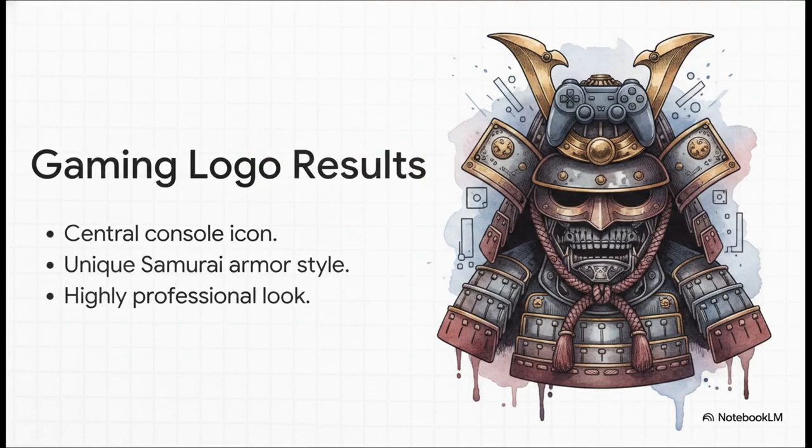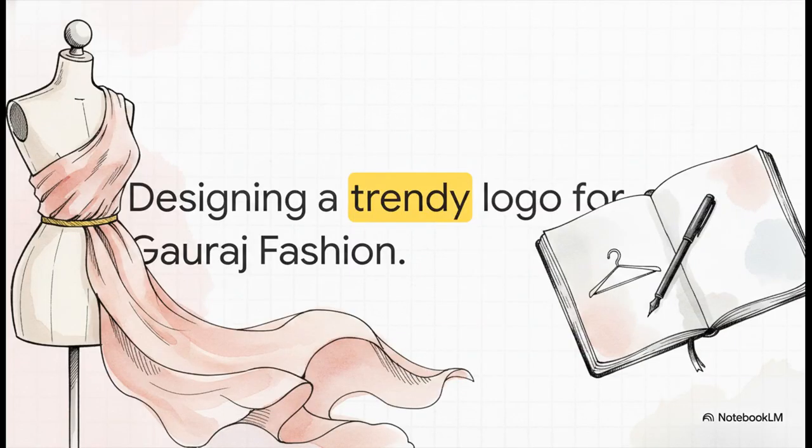Now, what's really interesting about this slide is the sheer level of detail the AI returned. It's just mind-blowing. The console icon was perfectly integrated right in the middle. But even cooler, one variation produced this visual that actually resembles traditional Japanese samurai armor. I mean, no way. What a highly unique touch that fits the gaming vibe perfectly. It's fiercely professional. If you were actually launching a gaming channel, you'd definitely use this logo. But hey, gaming is just one vibe. What about something a bit more refined?